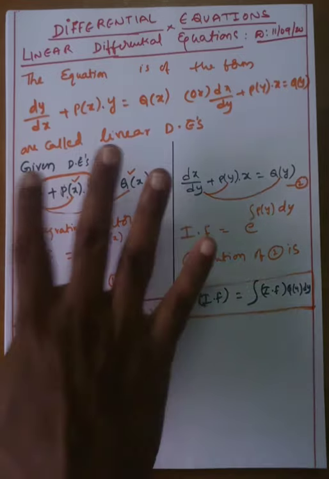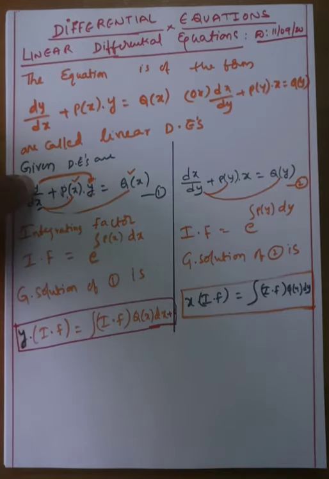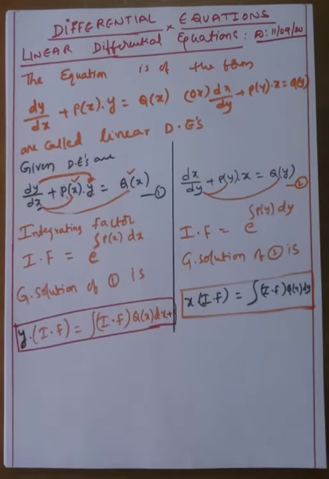First, what is the given differential equation form? This is dy by dx plus p into y equal to q. Here x is the independent variable. Both p and q must be functions in terms of x or constants. For dx by dy, 100%, both the functions p and q are in terms of y or constants.